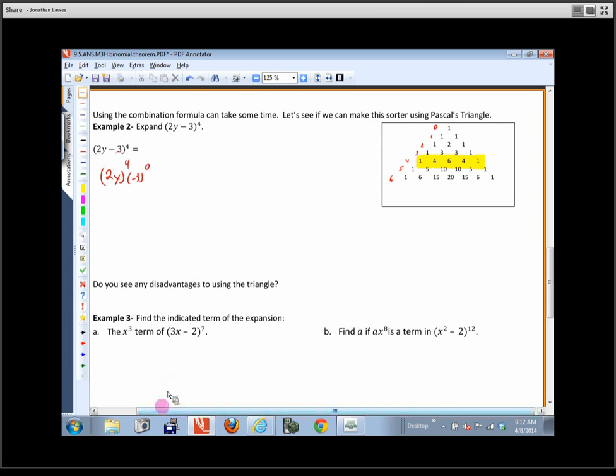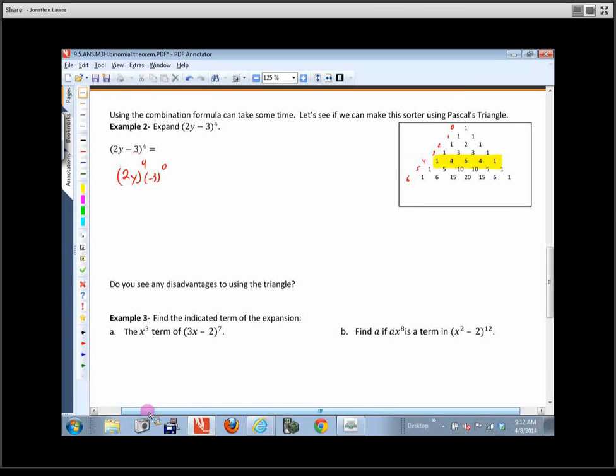So I really don't have to write that if I don't want to. And what's the coefficient that I should have sitting out front? What's the first one in this row right here? A 1. Okay? All right, the next one. What's the coefficient I should have sitting out front?